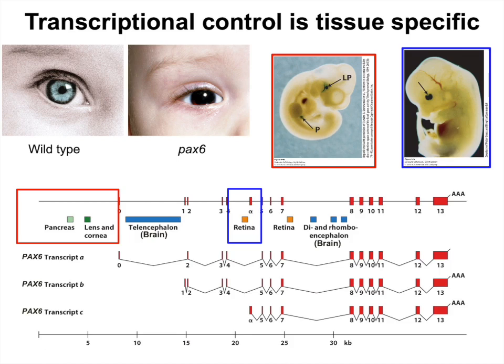Note the scale of the genomic region. Some of these control modules are tens of kilobases away from the promoters that RNA polymerase II will bind to.